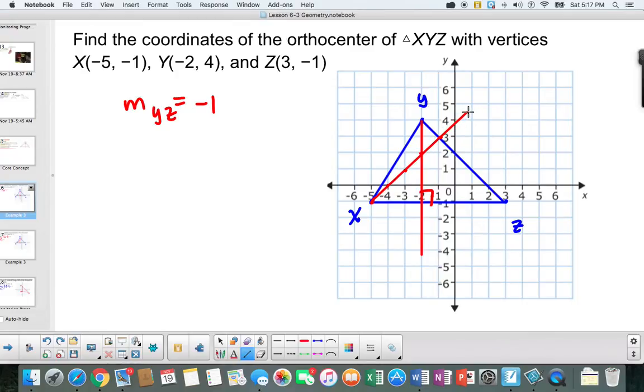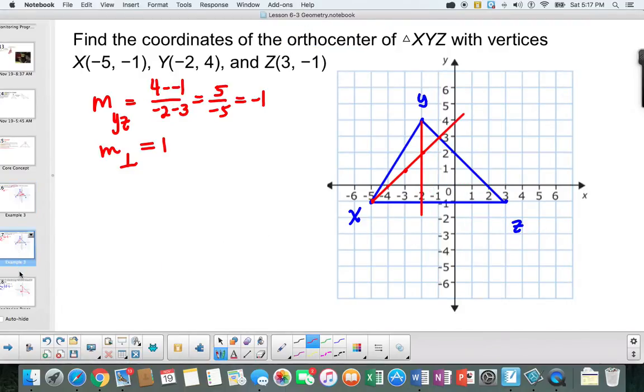And there's my altitude. I know that is the opposite reciprocal. And here is my other perpendicular. Now where they both meet, that looks like it's -2, 2. And that is what we call the orthocenter. It's where all the altitudes meet. And I think I did it right here too by showing the slopes.